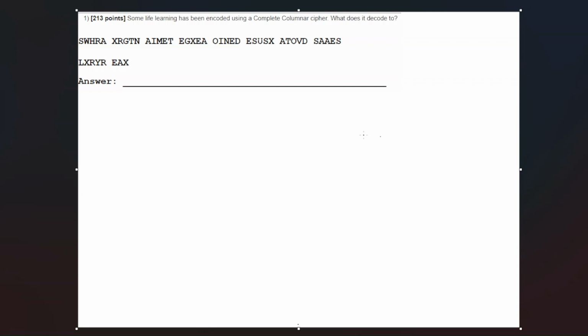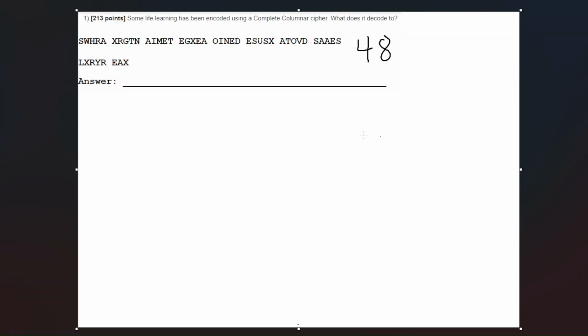The first thing to do is always count the amount of letters in the text. So let's start counting. We have 5, 10, 15, 20, 25, 30, 35, 40, 45, 46, 47, and 48 total characters.